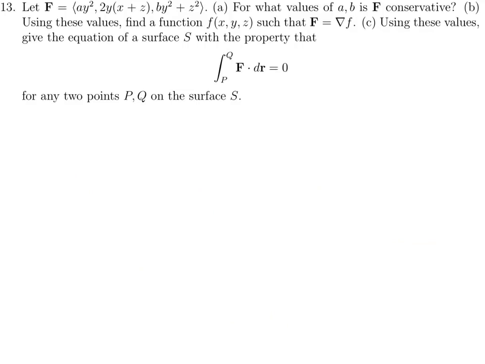Number 13, we're given a vector field in 3 dimensions. For what values is this conservative? Okay, let's sort that out. So this vector field depends on two constants a and b, right?